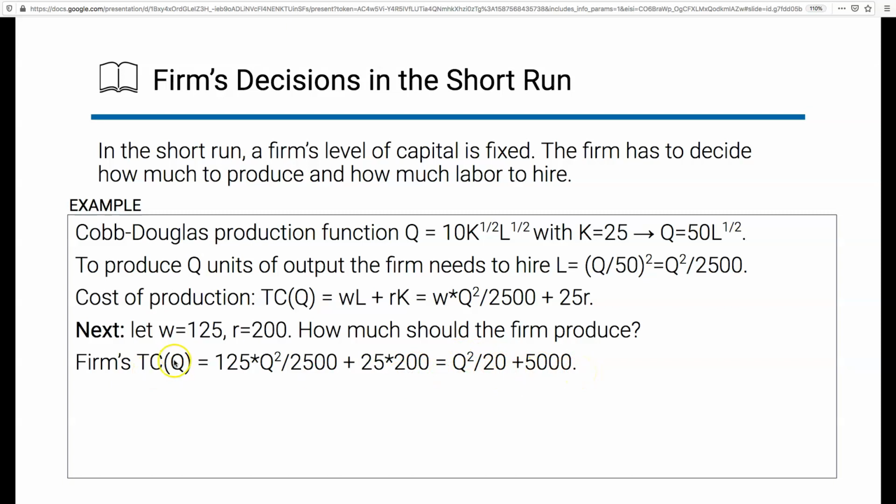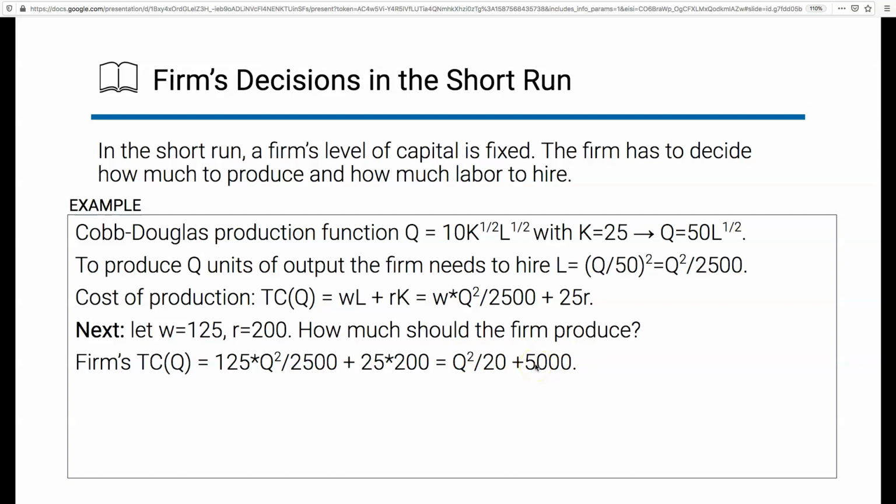And you can see by looking at the total cost that there is a constant term here, that's the fixed cost, the fixed component of the total cost. And then there is a component that increases with an increase in the output. That's going to be your variable cost. So Q squared over 20 is going to be the variable part, the labor cost, 5,000 the fixed part, the cost of capital.